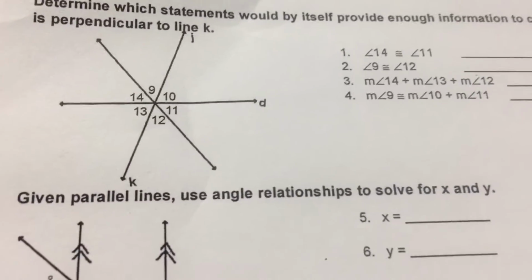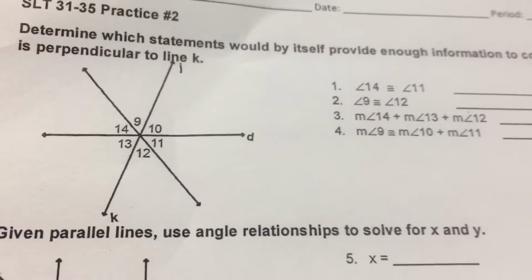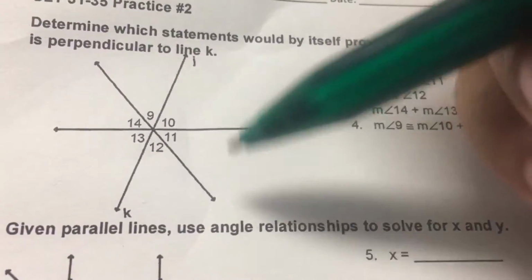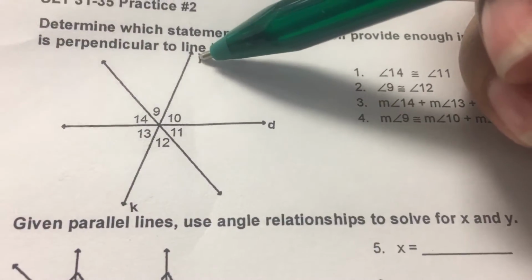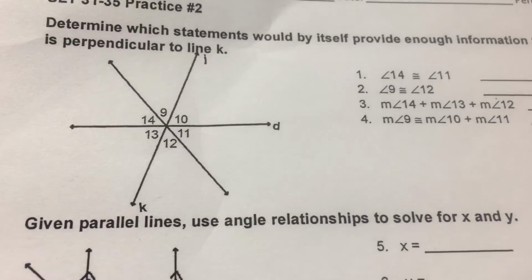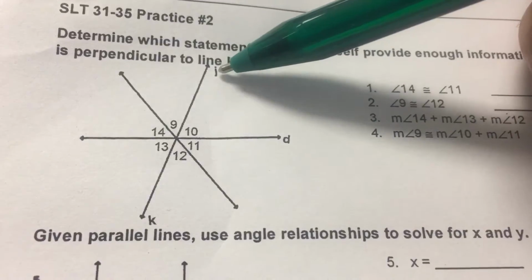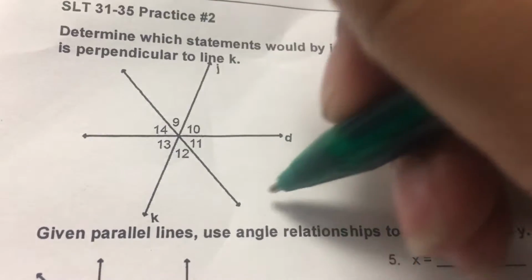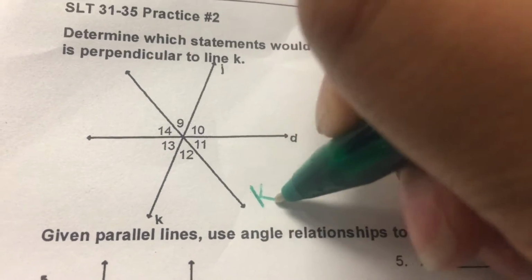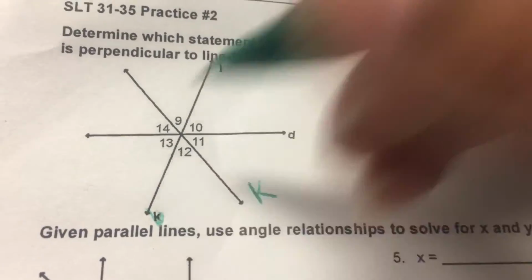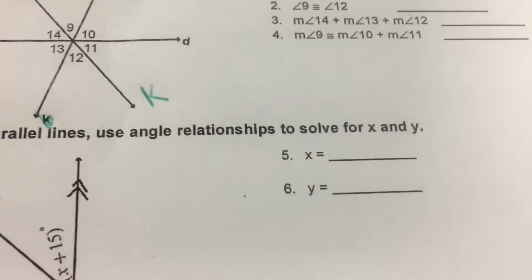Everybody, I am so sorry that I forgot to label where K was. So I labeled J and K on the same line. That is totally my bad. I'm sorry. So what I would do is, if J's here, I would just move K over to this side. Call it a day. Hopefully most of you figured that out.